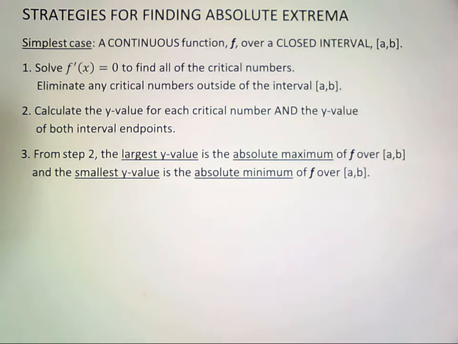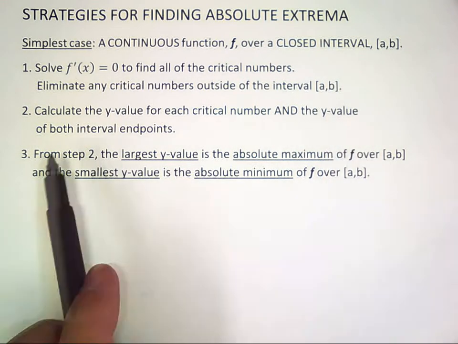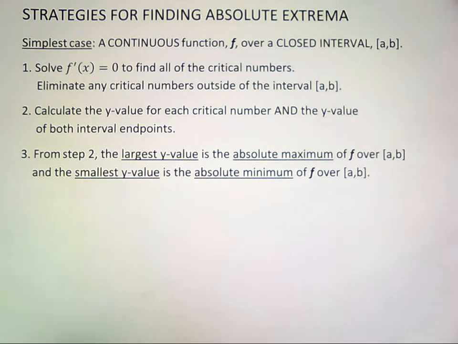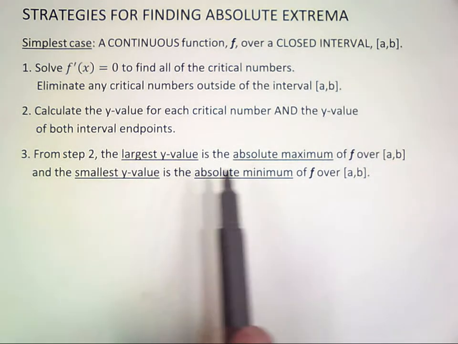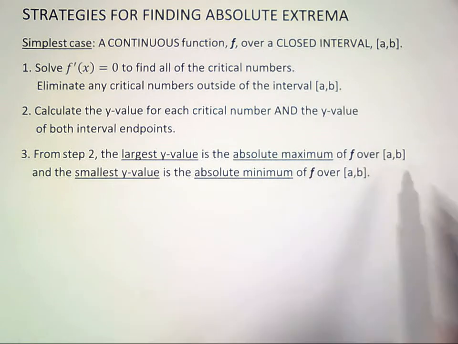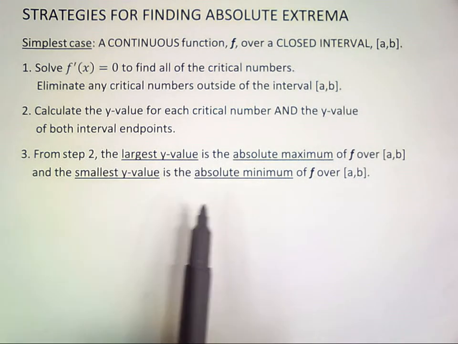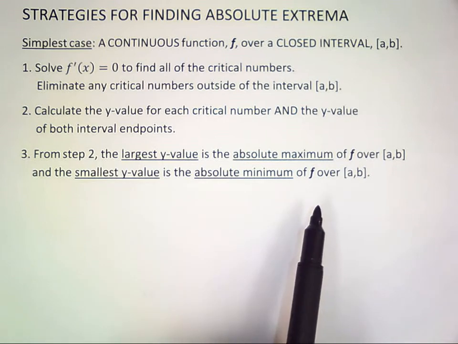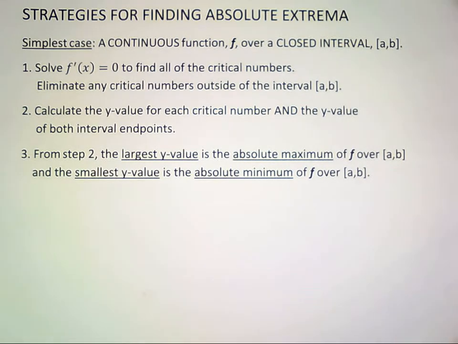Then you calculate the y value for each of those critical numbers, however many you had that were inside the interval a to b, and you also calculate the y value of both interval endpoints. Now, from all of those y values, the largest one is going to be the absolute maximum of that function over the interval from a to b, and the smallest y value is going to be the absolute minimum of the function over that interval a to b.